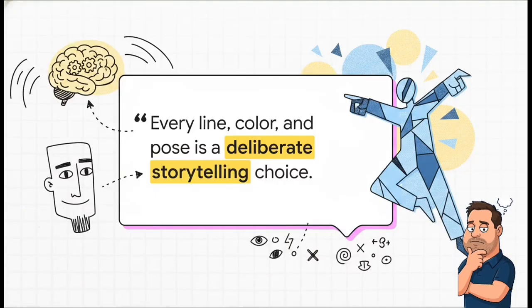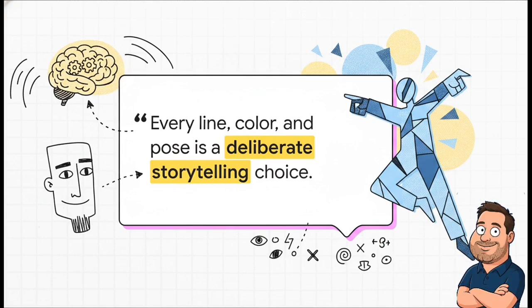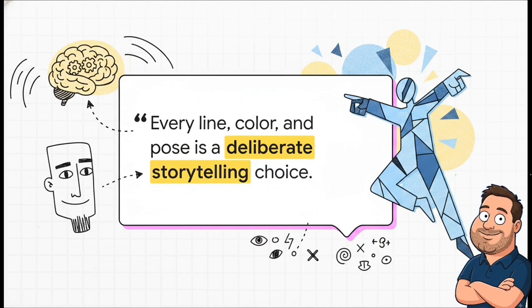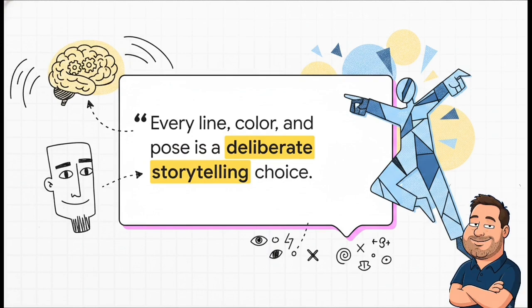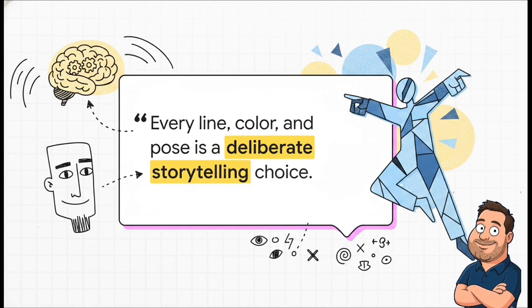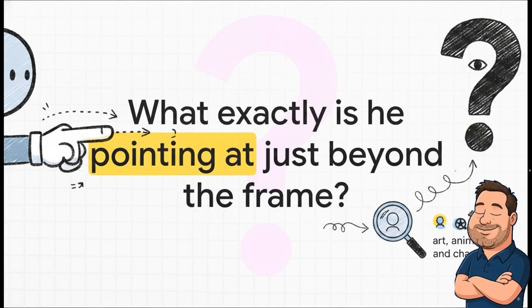Now, what's really interesting here is the sheer efficiency of the human brain. Think about it. We have just spent several minutes breaking down exactly how this image works. Yet when you first looked at it, your brain processed the friendly chin, the leading lines, and the popping color contrast in just a fraction of a second. Every single line, every shade of blue, and every pose is a deliberate storytelling choice designed to communicate directly with your subconscious. Which leaves us with one lingering mystery.